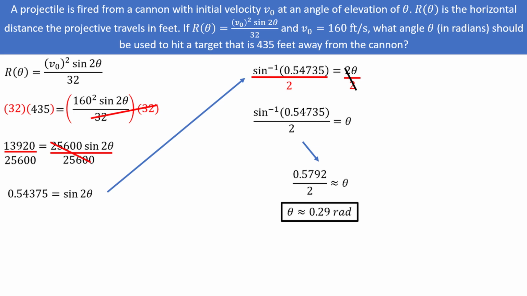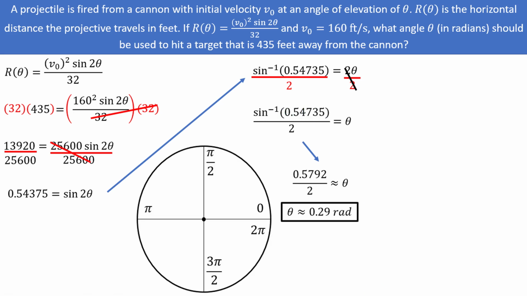Now recall that inverse sine will always give you an angle that's either in quadrant 1 or quadrant 4 of the unit circle. Inverse sine of 0.54735 is asking: sine of what gives you a y coordinate on the unit circle of 0.54735? If we take a look at our unit circle, we know that the angle of 0.5792 radians puts us somewhere in the first quadrant. We know that the y coordinate must be 0.54735, so that might be right around here on the unit circle. But there is another time on one revolution of the unit circle that we will have the same y coordinate, and that will be in quadrant 2 over here.